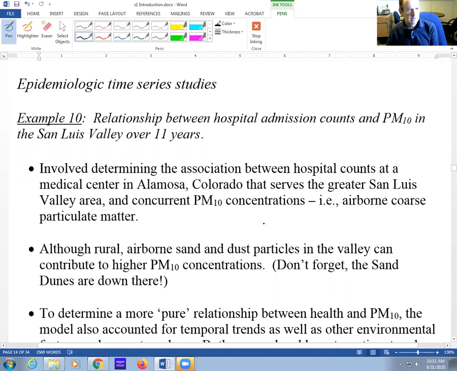So this was what we call an epi time series study, because we're looking at hospital counts. We don't have specific subject data. We have hospital counts over time, and we have pollution measures over time, and we're doing it at a more generalized level than a subject. And so this falls into a class of what we call an epi time series study.